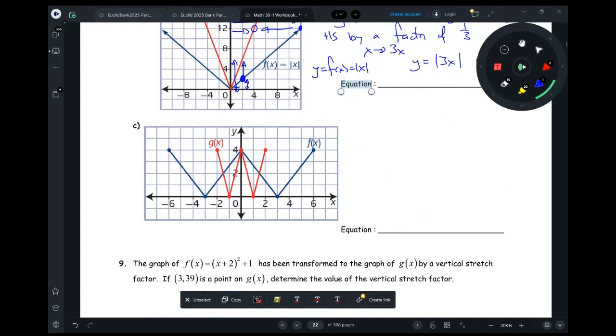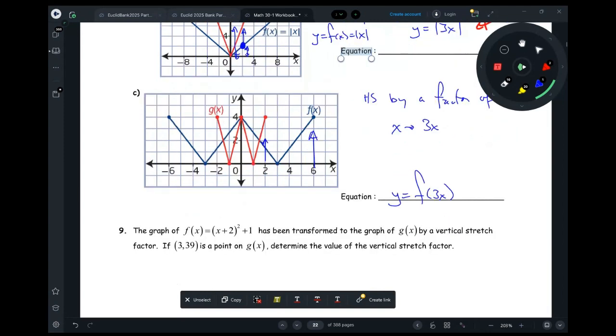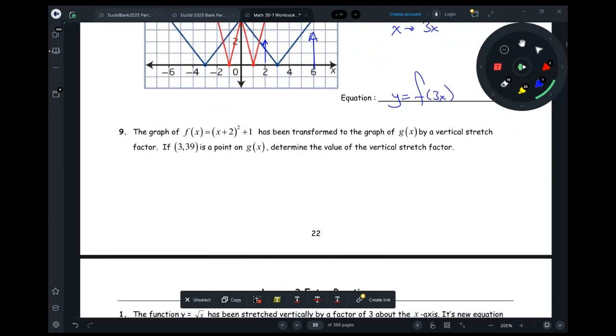Here, I think it's probably pretty clear. The x-coordinate here is 6. The x-coordinate here is 2. That is a horizontal stretch by a factor of 1/3, meaning that I've replaced x with 3x. And so y is equal to f of 3x. Okay?